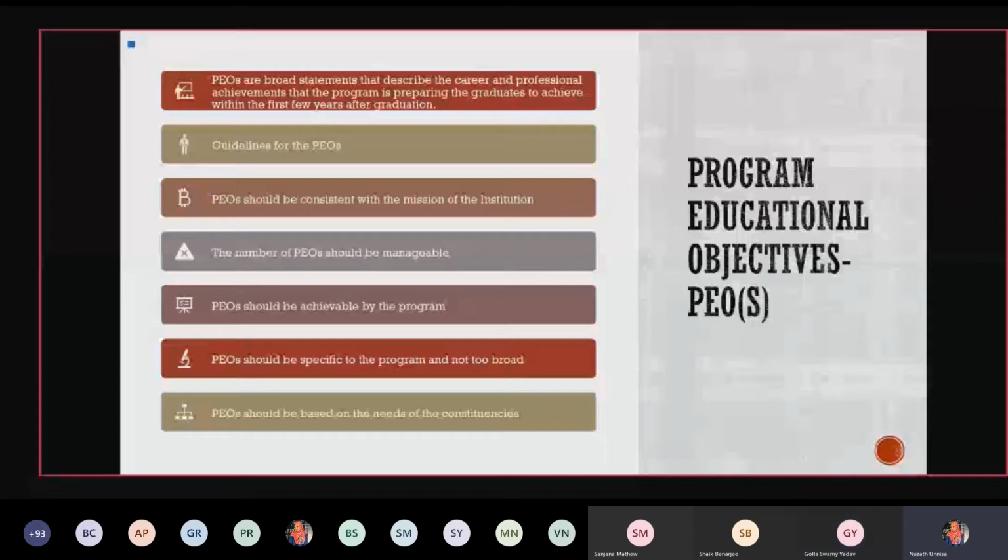So after completion of the graduation, the student is expected to achieve these program educational objectives within the first few years. We have certain guidelines to frame our PEOs. PEOs may not be the same for every institution. They differ from institution to institution, based on their ground realities, as we were discussing for the course outcomes. So let us go through each of the guidelines for PEOs.